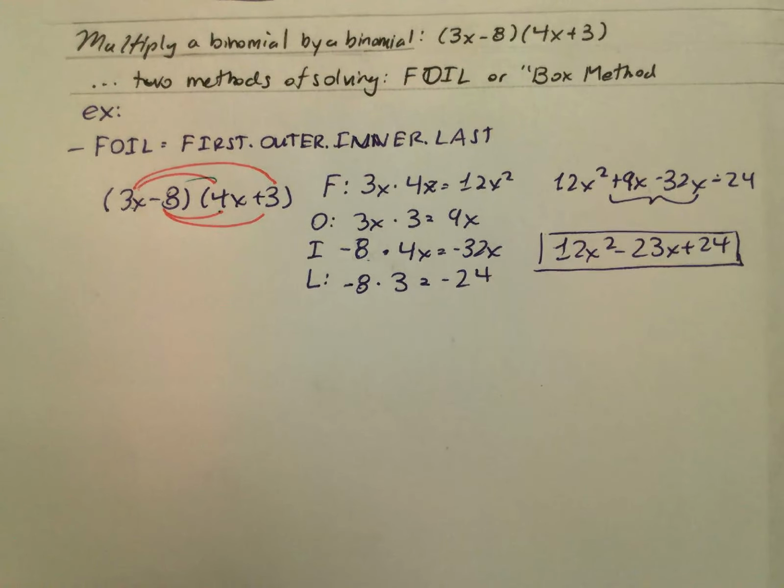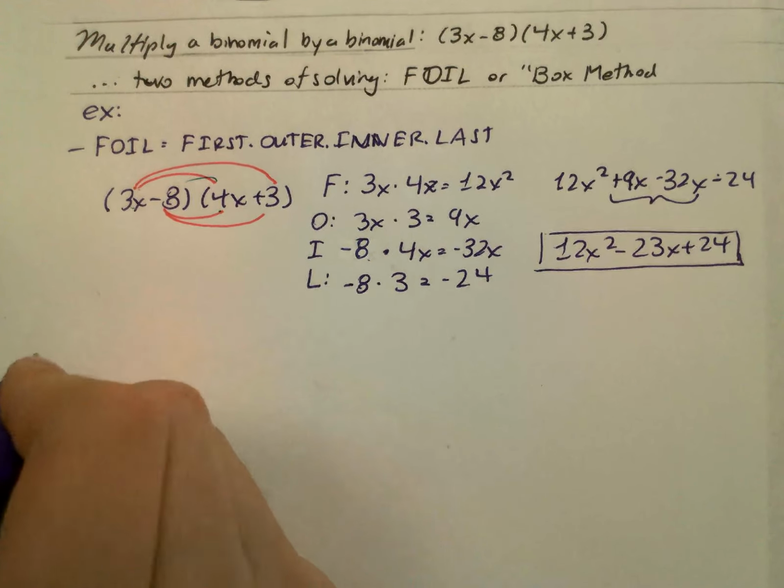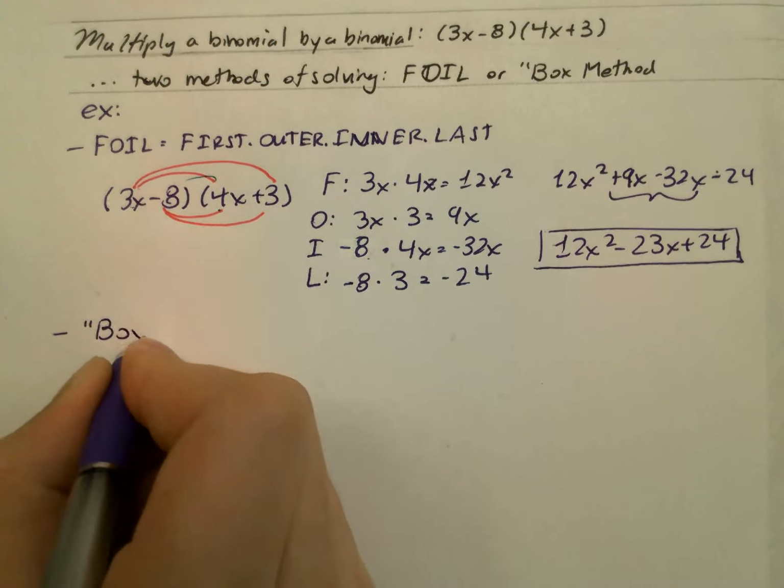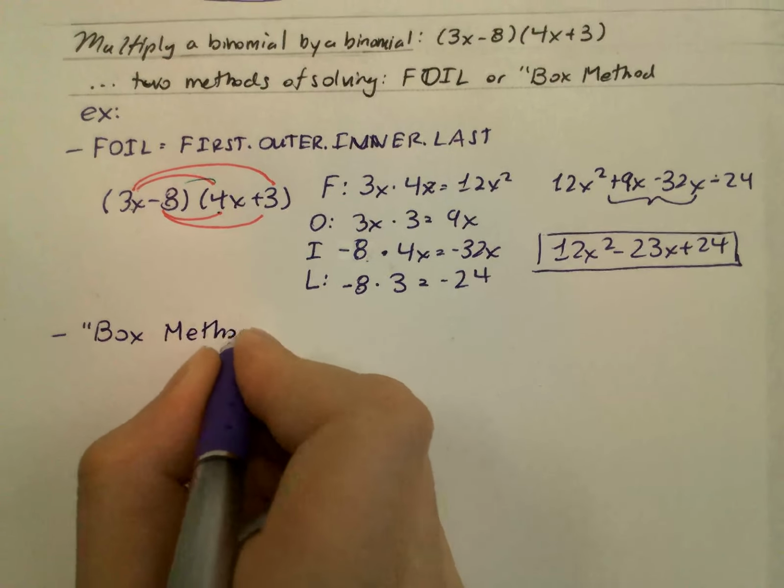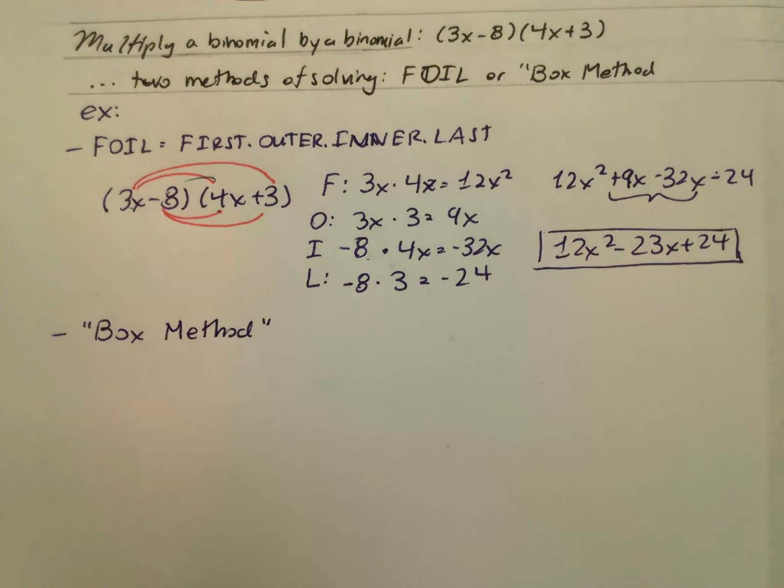Now, the other method, of course, is the box method. A lot of people like this method primarily because you can expand it to whatever size the box needs. A binomial times a binomial is 2 by 2, a binomial times a trinomial is 2 by 3, and a trinomial times a trinomial is 3 by 3. The square is adjustable based on what it is, which is very nice. It's good for organizing it. But gosh darn, is it slow. It takes a long time to get through this.